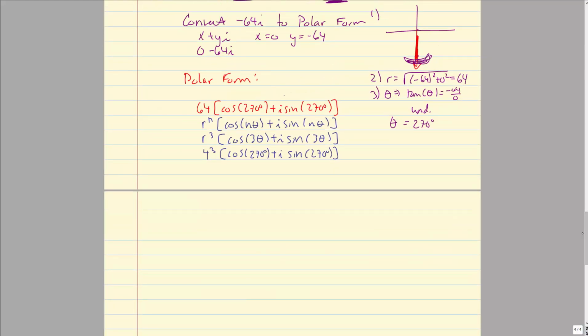So if we match everything up here, r is equal to 4. I can see that from right here. I'm going to write that again down here. And then this tells me that 270 is equal to 3 theta. But this is going to happen every time I spin around the unit circle another 360 degrees. So k stands for any integer, meaning I could spin around once, twice, 3 times, 4 times, etc.